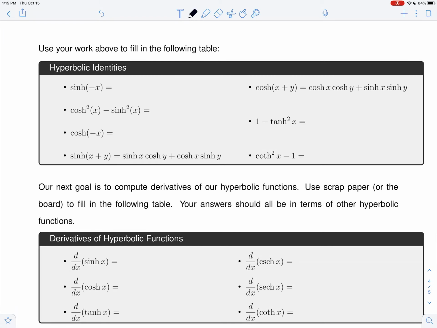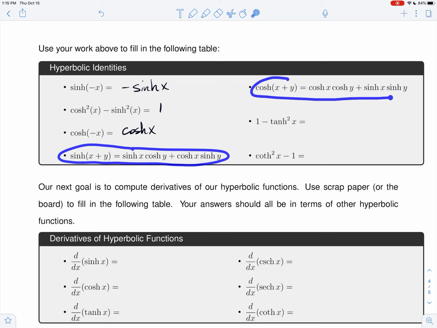So from all the previous work that we did, we know that sinh of minus x is minus sinh of x. We know that cosh squared minus sinh squared is 1. We know that cosh of minus x is just the same thing as cosh of x. I didn't ask you to prove this one, but I wanted to write it down. You have these interesting sum identities.